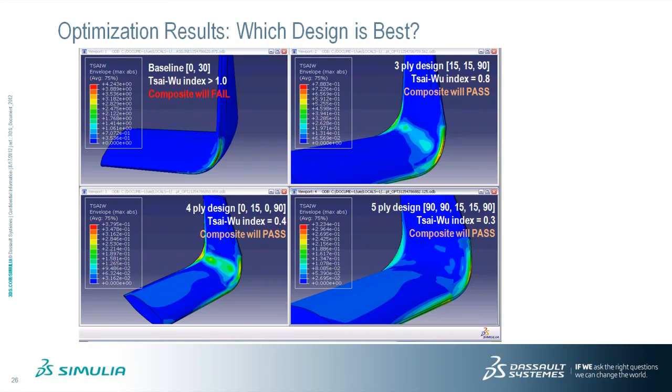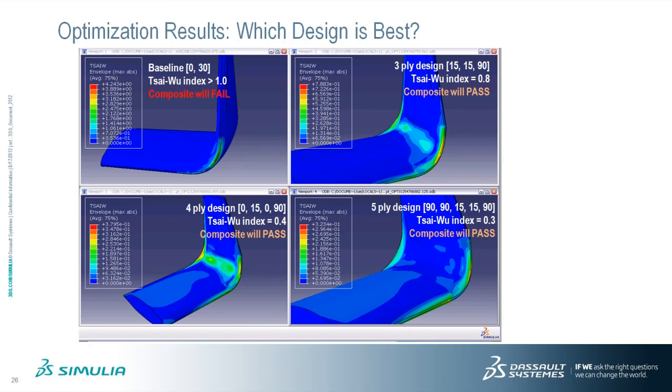Next we have our 3-ply design. Our 3-ply design, the optimal design, the design that was on that Pareto front, had ply angles of, it looks like, 15 degrees, 15 degrees, and 90 degrees. It had a Tsai-Wu index of 0.8, which is passing. So that's a valid passing design. We have a 4-ply design, which had ply angles of 0 degrees, 15, 0, and 90. Its Tsai-Wu failure index was 0.4, which is very low. And again, this is a passing design, so that's a valid design.